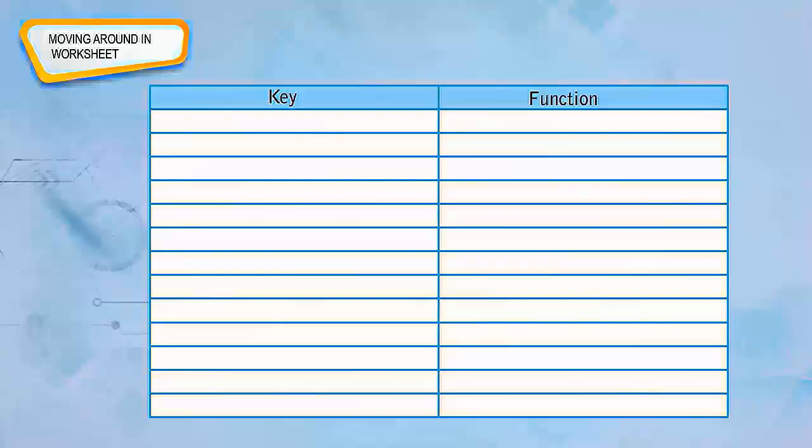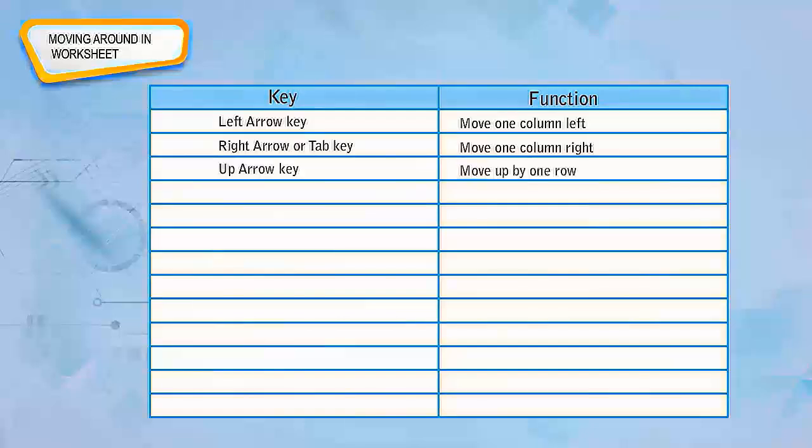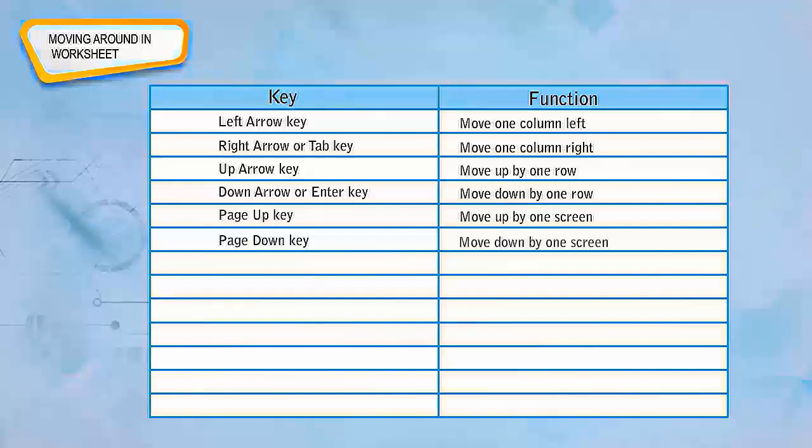Key function. Left arrow key, move one column. Right arrow or tab key, move one column right. Up arrow key, move up by one row. Down arrow or Enter key, move down by one row. Page up key, move up by one screen. Page down key, move down by one screen. Home key, move to the first cell of the row.